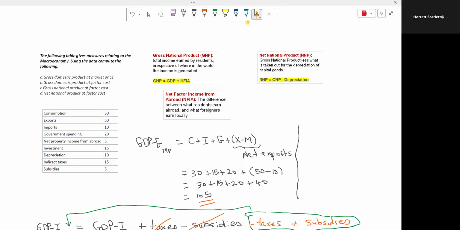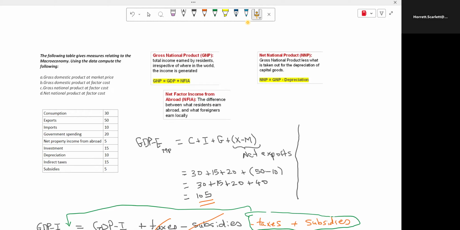It is the difference between what residents earn from abroad, and then we take away from that what the foreigners who are here would earn locally, or what foreigners earn locally within our space. So the difference between that gives us the net factor income that is coming from abroad.